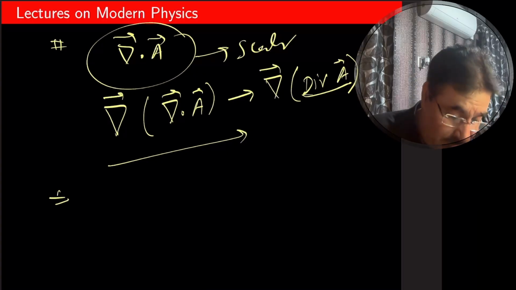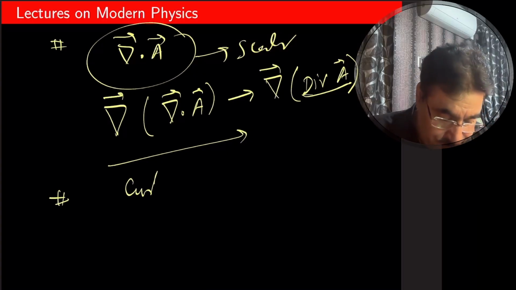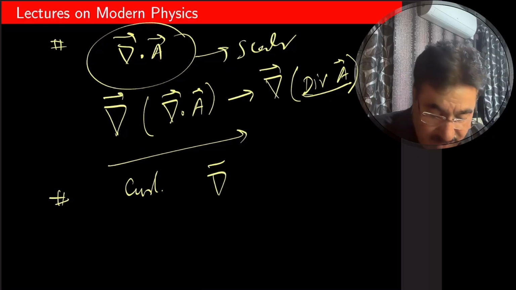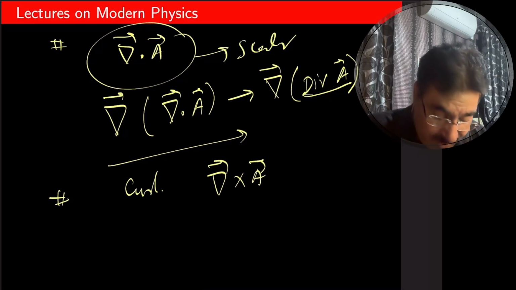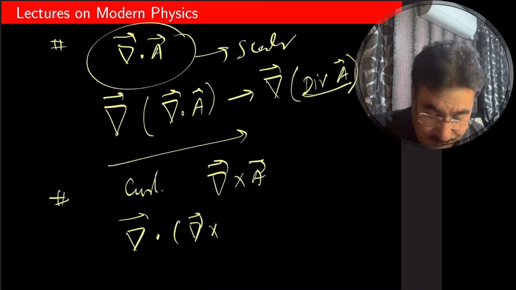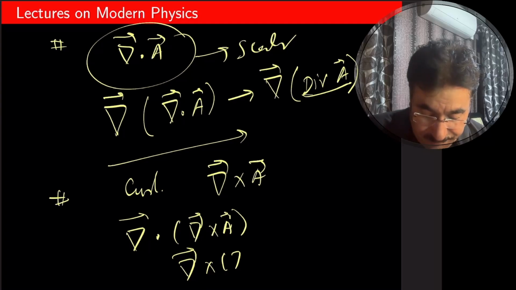Then we have the curl, and the curl is a vector. So again, I have two possibilities. I can find the divergence of the curl, and I can find the curl of the curl.